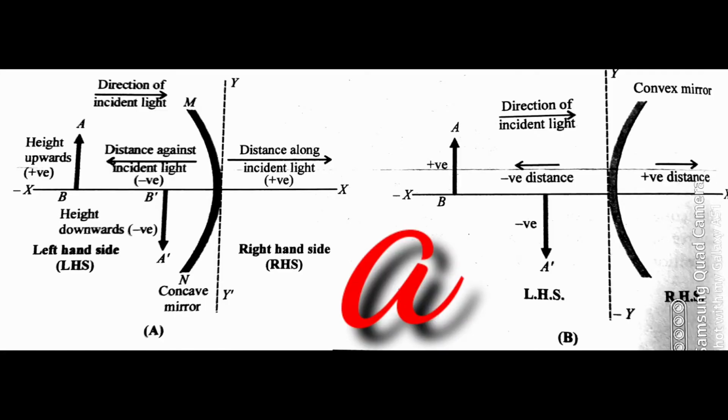According to the new Cartesian sign conventions for concave as well as convex mirror, as shown in the diagram, the reflecting or polished surface of the mirrors should be towards light. That's why the answer will be A option, towards light.